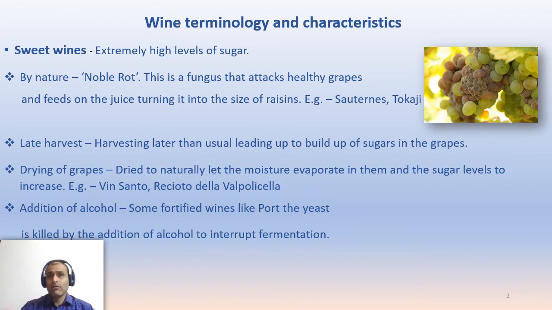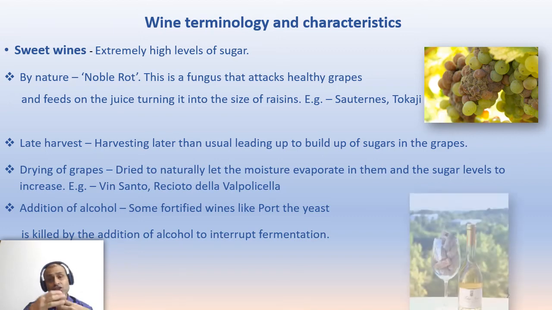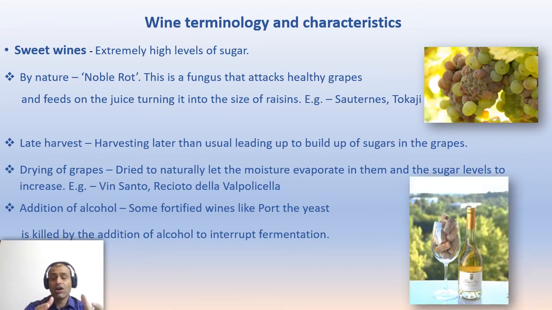Nowadays, obviously, everybody's using sanitizer, and the sanitizer in your hands works as an antiseptic. It kills all the microbes, all the microorganisms. So the same concept works here as well. The only thing is that the alcohol being used here can be ingested by human beings. So you add high alcohol brandy or grape spirit, it kills the yeast. As it kills the yeast, the fermentation gets stopped because the yeast cannot convert the sugar into alcohol anymore.